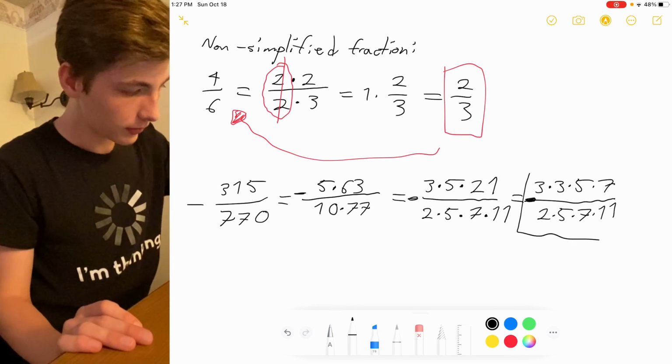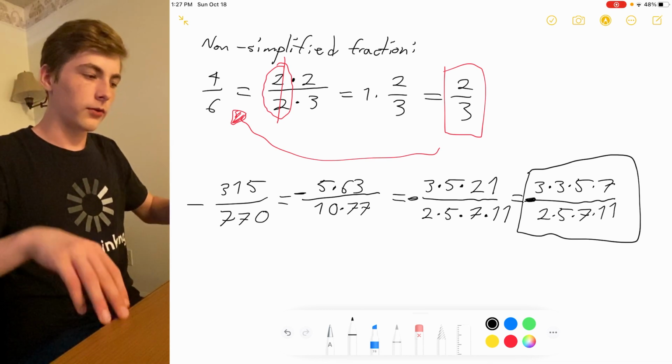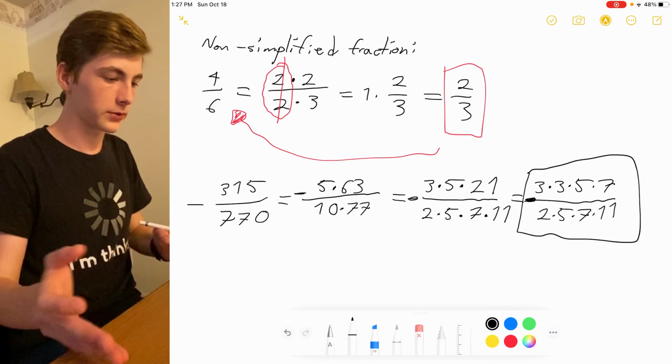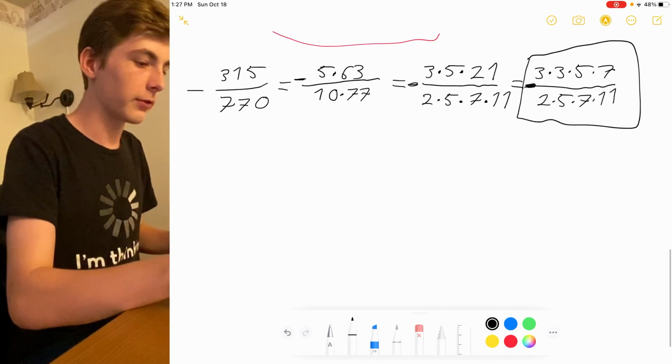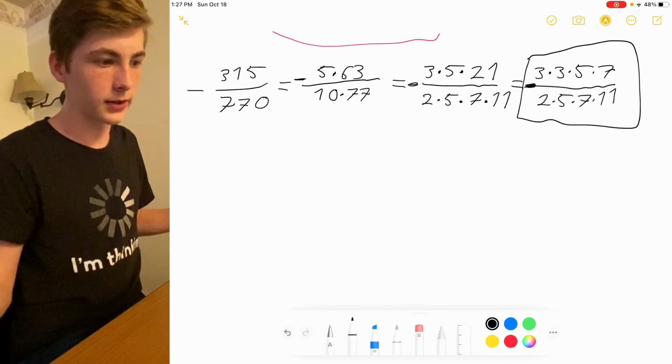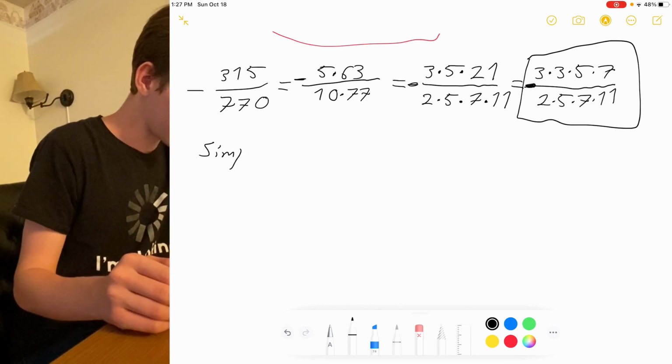And so now, this is our factored form of the fraction. If you remember, because this was a long factorization, our ultimate goal is to turn this into a simplified fraction, or see if it is already simplified. And so let's go over here and just say simplify.